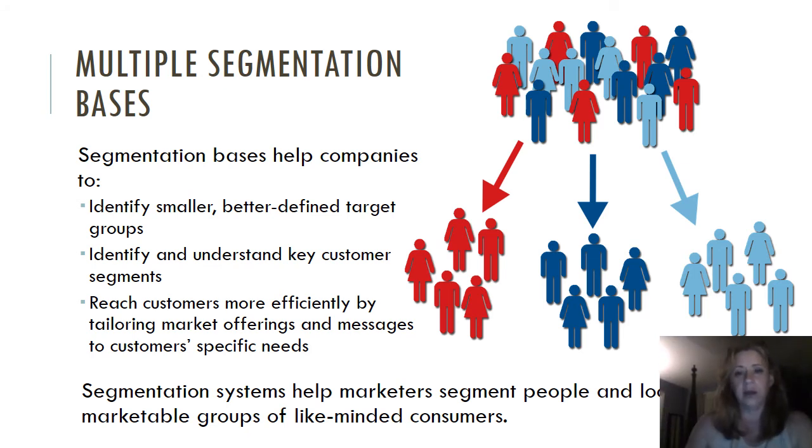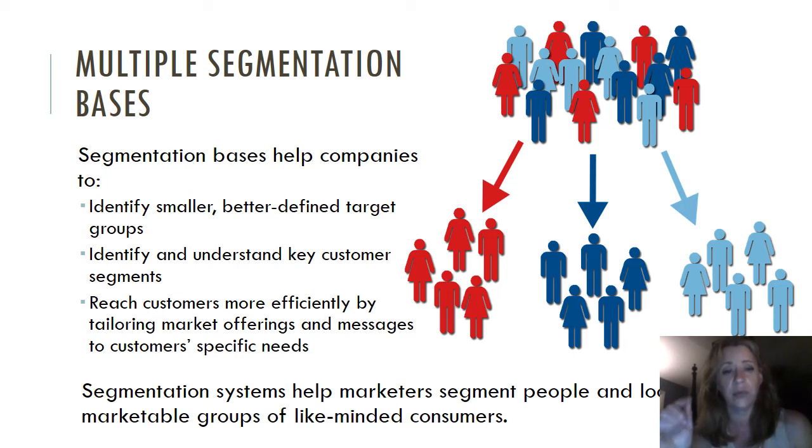That's what Ford did. So maybe the red people are the C-Max hybrid car, maybe the blue are the F-150 limited pickup truck, and maybe the light blue could be some type of sedan that they create for bigger families, or an SUV or whatever. It helps you identify and understand these key customer segments, so you really know everything about those people in the red.